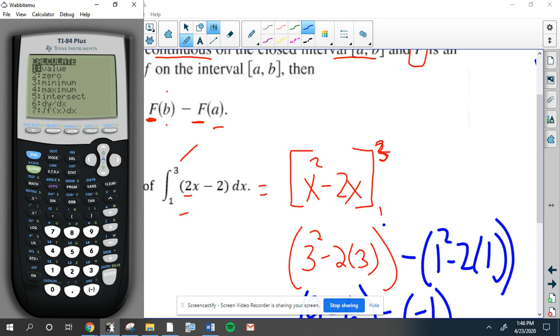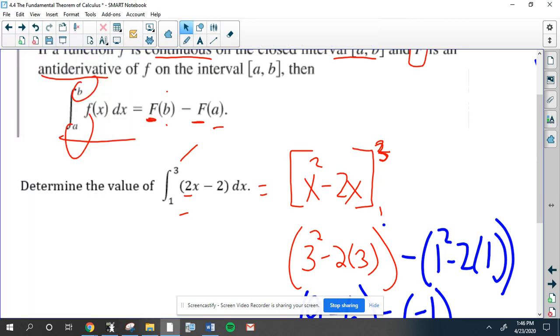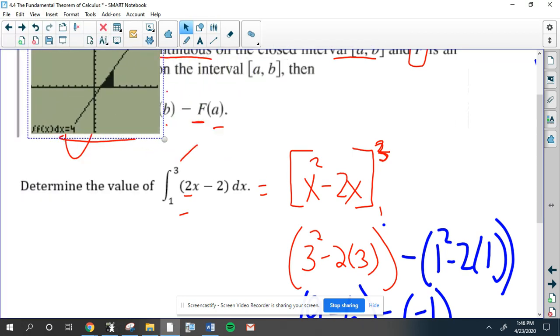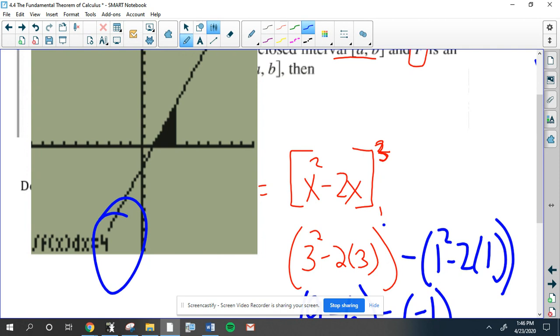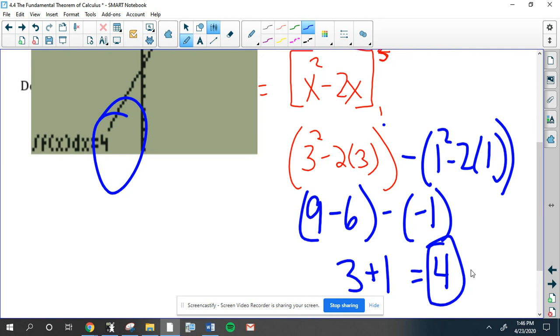And then go down to 7, which says integral. And it's actually a definite integral. So it'll ask you for the lower limit, which we know is 1. Hit enter. It'll ask you for the upper limit, which is 3. Hit enter. And it actually shades the area for you, which is nice, and gives you the answer right down here, which is 4. And that's it. Sometimes it's off by like 0.001, but for a line, it does it very well because it's easy. And that's your introduction to the fundamental theorem of calculus. We have a lot more to talk about, but hopefully you get the gist of it.